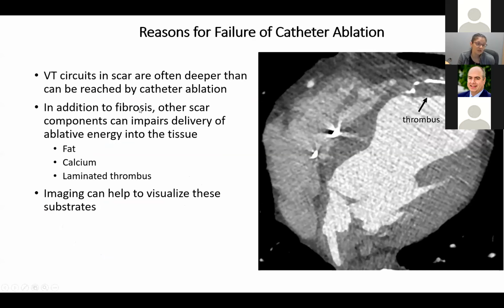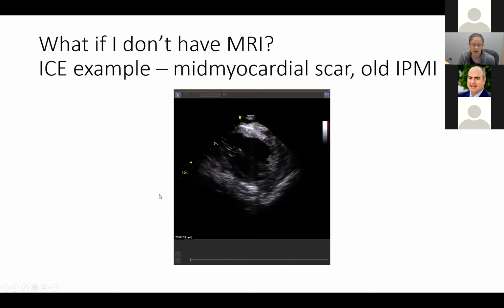Then in addition to fibrosis, other scar components can impair delivery of the ablative energy into the tissue. There can be fat, there can be calcification, and then there can be laminated thrombus. This is a patient with an old anteroapical infarction that has a thrombus that would prevent you from reaching the scar substrate. If this is part of the scar substrate, you can also see that portions of that aneurysm are calcified. So imaging can help us identify these substrates and get an idea for what we're going to have difficulty with and what not.